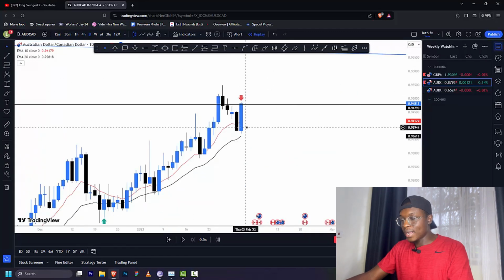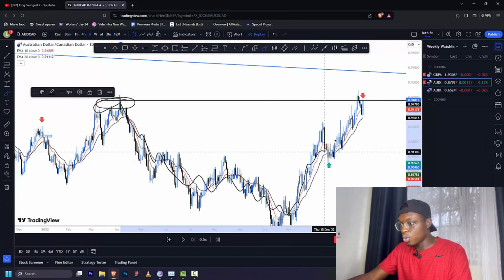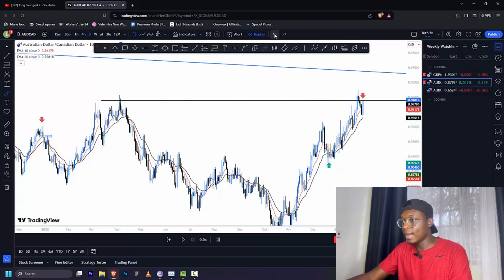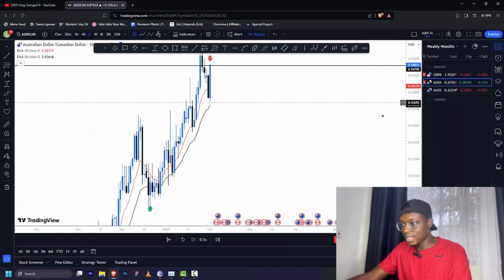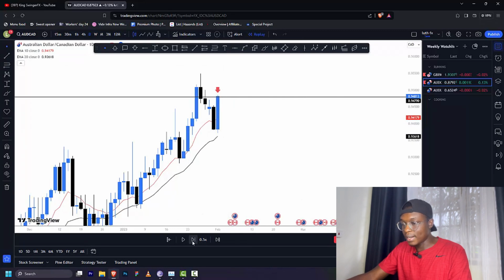Beautiful. Now we can clearly see that we had a previous resistance zone which was here, right? Then we saw the market creeping all the way down for a very long time until the market decided to come all the way up to retest this key resistance level here. And after the market was able to pull all the way back to this previous resistance level, what did the market do? Now, let's play and see what the market did.